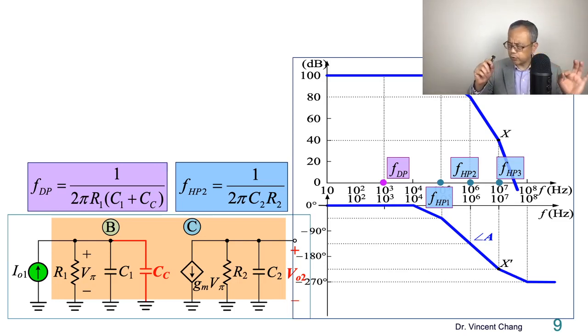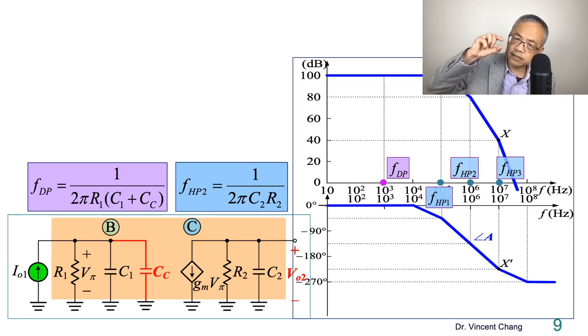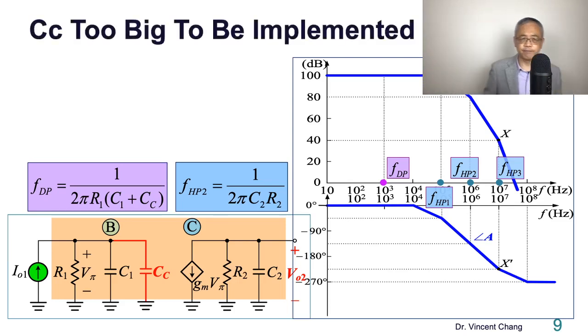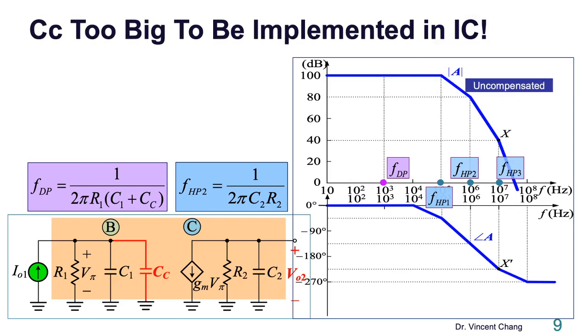Usually it's in the range of microfarads. So can you put in a microfarad? How big is a microfarad capacitor? Usually it's kind of like this. But if the amplifier you want to compensate is an integrated circuit, then this kind of capacitor is too big to be implemented in an analog integrated circuit. It's just too big.